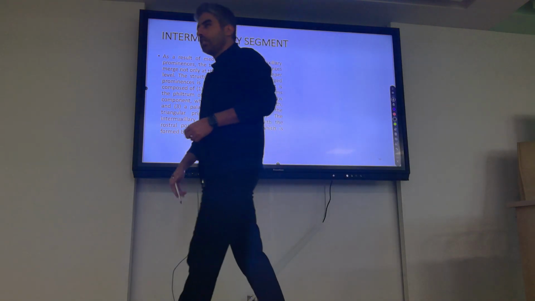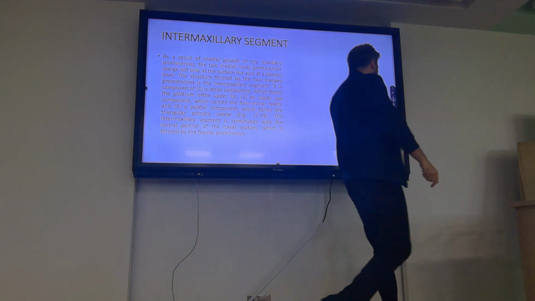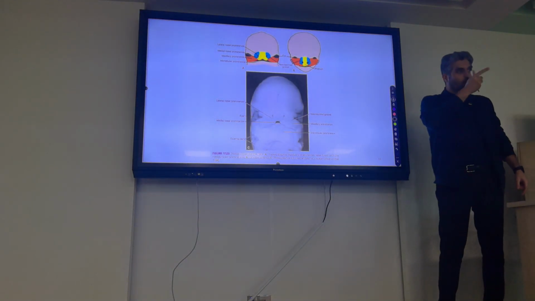What is the intermaxillary segment? The intermaxillary segment is exactly the two medial nasal prominences. When the two medial nasal prominences attach together, the yellow color, we call that the intermaxillary segment. It is not just here, it's deep. Also, it goes to the hard palate. Okay, so look at the picture again. Yes, it's here at the hard palate.